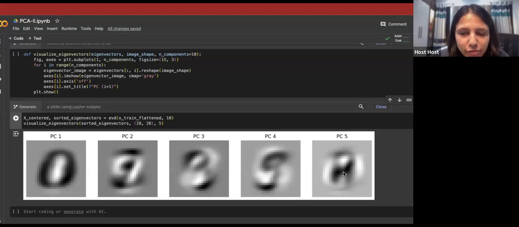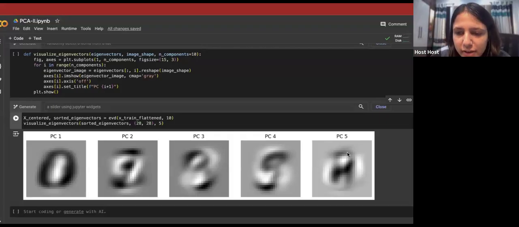But this might not have higher weightage when you are generating an image like 1, because 1 doesn't have this kind of a curve, right? Are you able to understand what I'm saying? That these principal components are capturing different parts of images. They're responsible for different curves that you can see in an image or in a digit.